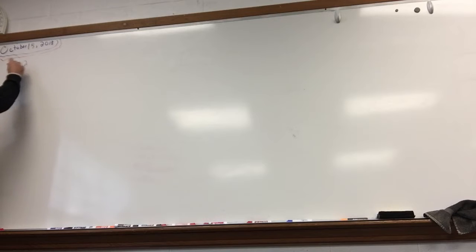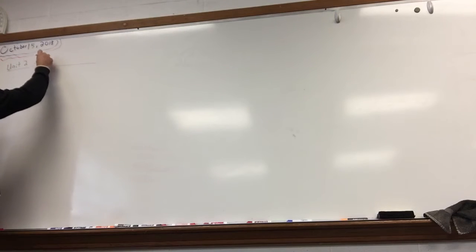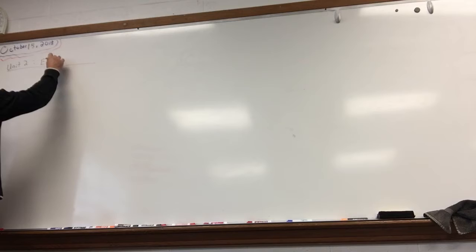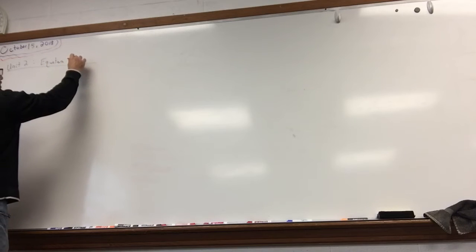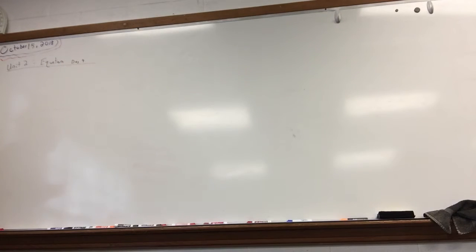Still in Unit 2, still doing equations, and we are on day 9. So we have now done almost every type of equation that you can see. Okay? We're still missing 3 or 4 things. We have done one steps, we've done two steps, we've done multi-steps, we've done variables on both sides.